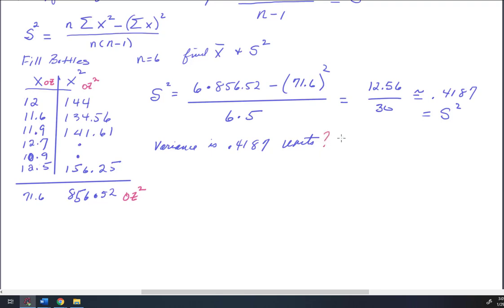the units are ounces squared, and that's maybe a tiny bit distasteful, because I don't know what ounces squared are. If we had an example that involved money, we might wind up with a variance in dollars squared, and I don't know what that means either. So in order to avoid that kind of problem with units, most people, instead of using the variance as the measure for the variability, will use the standard deviation.